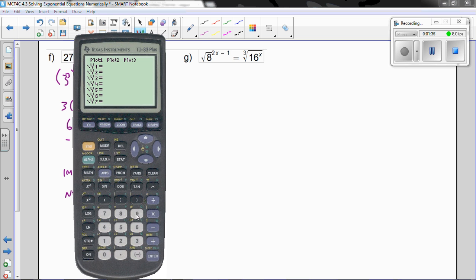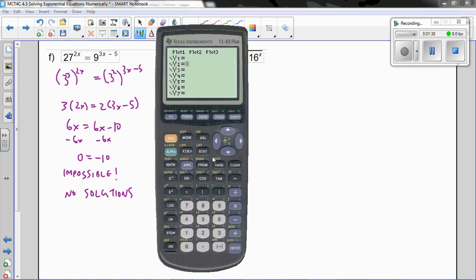On the left side, I've got an equation which is 27 to the exponent 2x, I'm going to put that in brackets just so we don't mess it up. And then on the other side, I got 9 to the exponent bracket 3x minus 5. And I'm going to just check my windows. That looks okay. Maybe it's not okay. It doesn't matter, but I want to have a look at what this graph looks like.